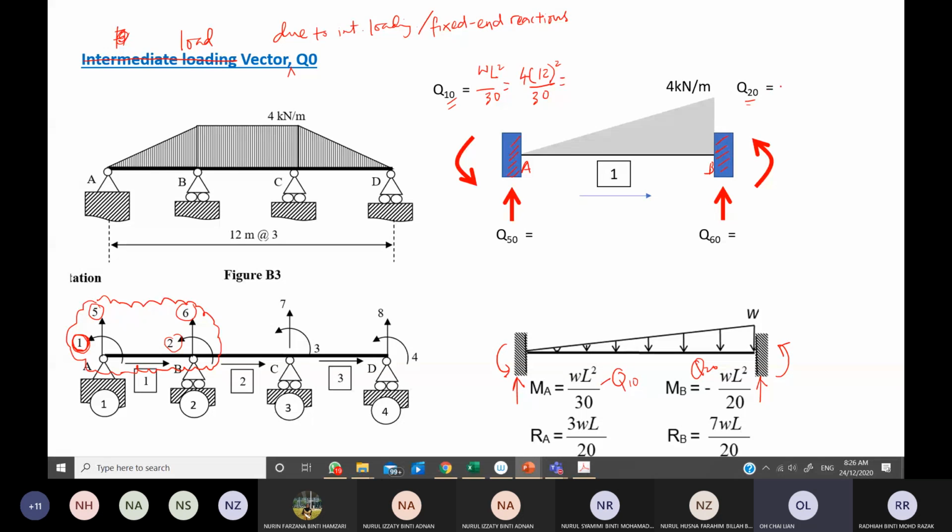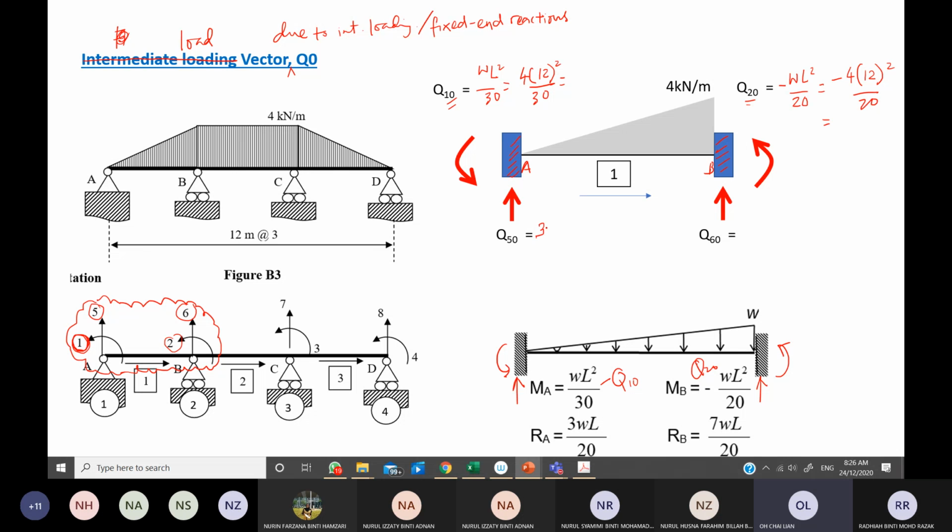And Q2 node will be negative WL squared over 20. So it will be negative, the W is 4, the length is 12, squared over 20. I will continue also for Q5 node. I will give you 2 minutes to sort out your answer.